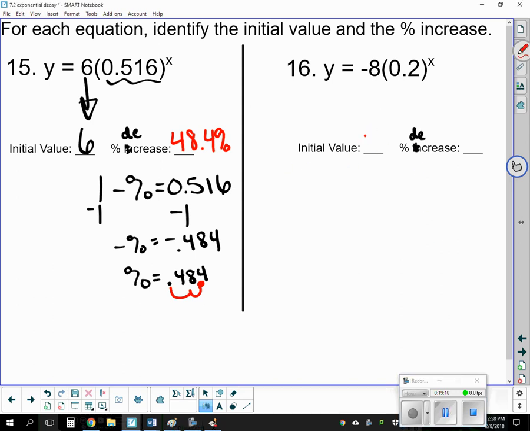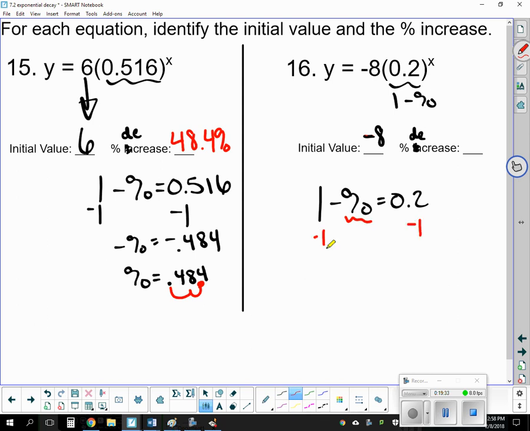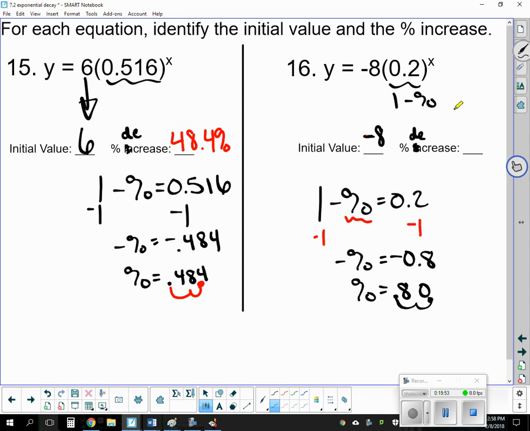Okay, your initial value is -8. Keep in mind that this represents 1 minus your percent. So 1 minus your percent is 0.2. If I'm solving this equation to try to find the percent, I need to subtract 1 from both sides. So I get negative percent equals 0.2 minus 1, which is a value of negative 0.8. I would have to divide both sides by the negative, so I get the percent equals 0.8. Keep in mind that's the decimal version, so we need to take that and move it 2 spots over, which gives me a percent decrease of 80%.